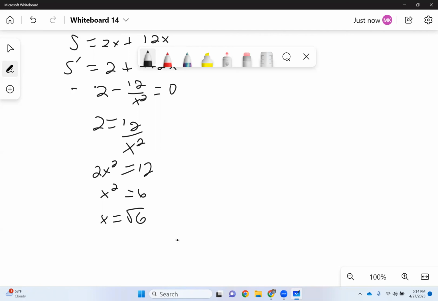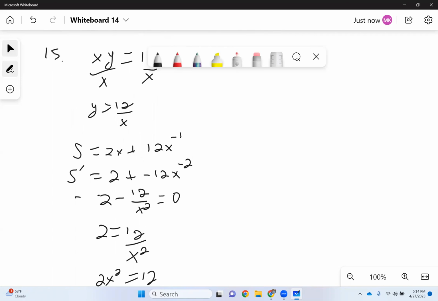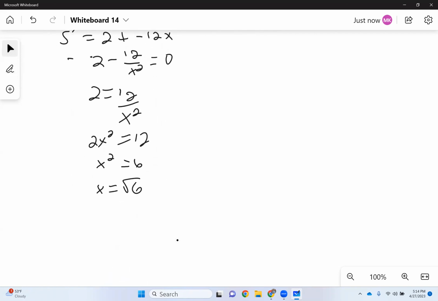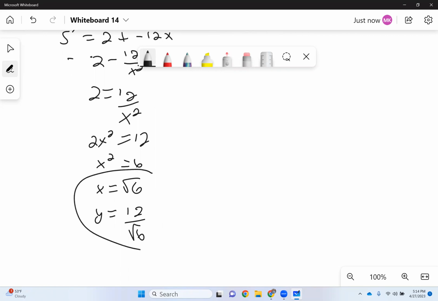Yuck. All right, now how are we going to find out what y is? y is 12 over x. So y is going to equal 12 over x, so 12 over the square root of 6. And there we have it.